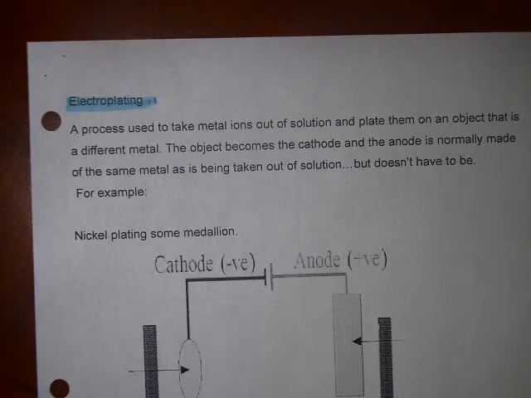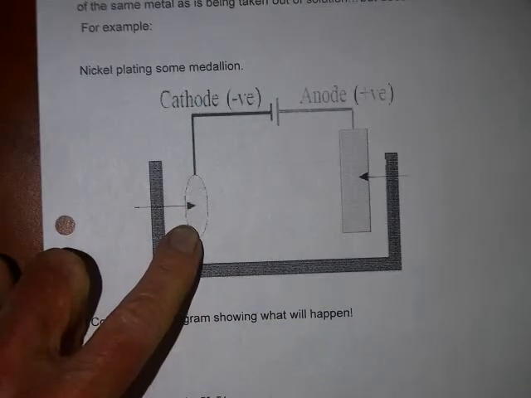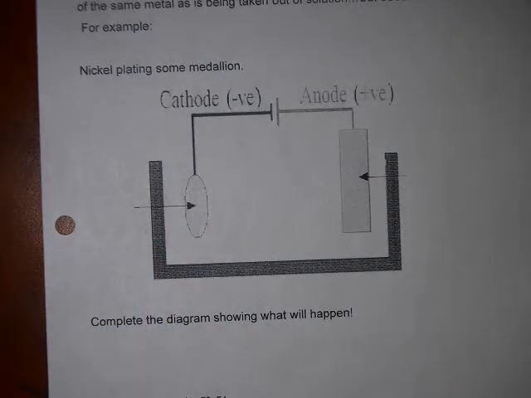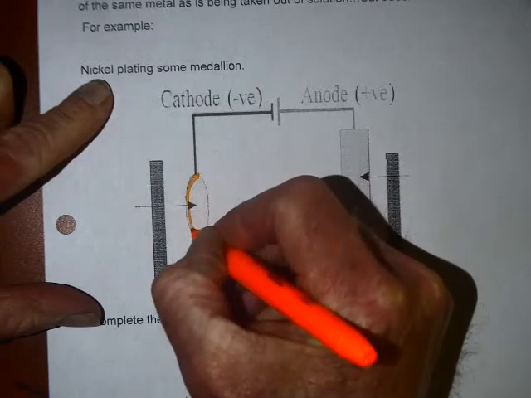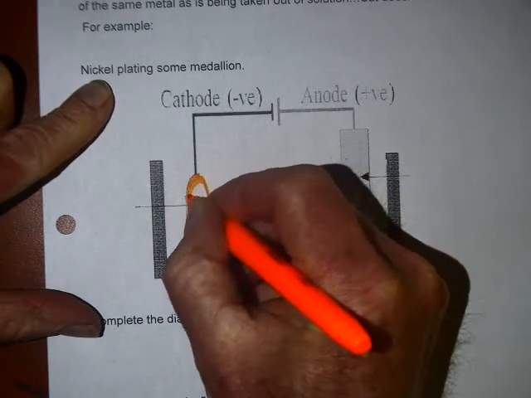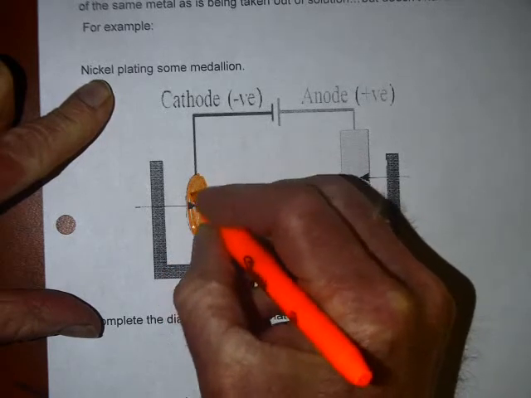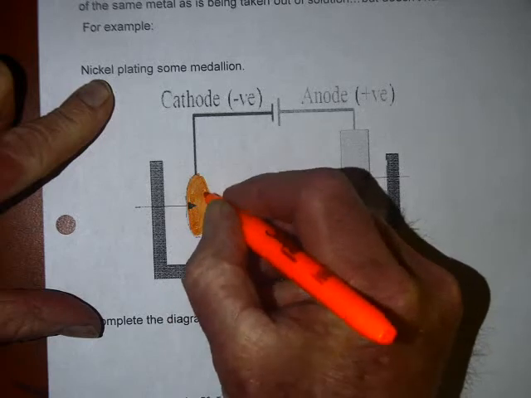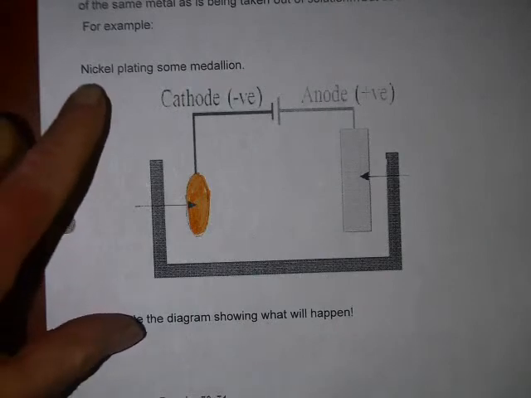So let's say we have this copper, oops, sorry, you can't see that. Let's say that this is a copper medallion. So I'm going to just kind of color this in a bit. So here's this copper medallion, and we want to coat it with nickel. You can see we're going to do it with nickel.